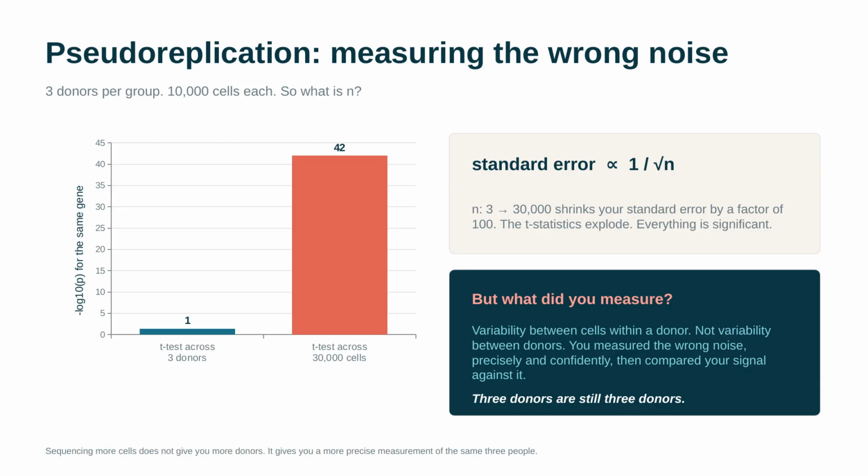Your t-statistics explode. Everything is significant. Every gene. And it feels wonderful, because the p-values are astronomical and the volcano plot is full. But think about what you actually measured. The variability between cells within a donor is not the variability between donors. You have measured the wrong noise, precisely and confidently, and then compared your biological signal against it. Your 3 donors are still 3 donors. Sequencing more cells from them does not give you more donors. It gives you a more precise measurement of those same 3 people. This is pseudo-replication, and it is everywhere in the published literature.